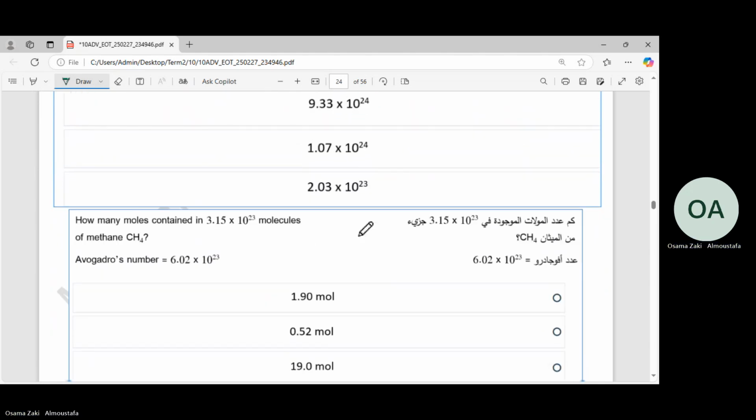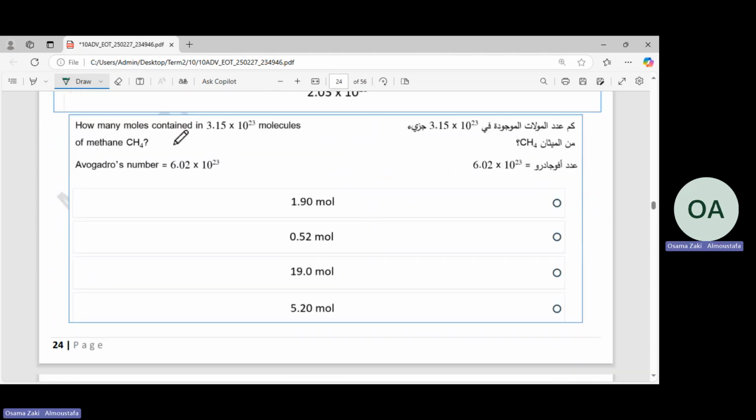Okay. Here, what do you have? How many moles? And we have the number of particles. So 3.15 times 10 to the power 23 molecules, times 1 mole over the Avogadro number, which is 6.02 times 10 to the power 23 particles. So we can cancel molecules and molecules here, and you can find the answer by using the calculator.